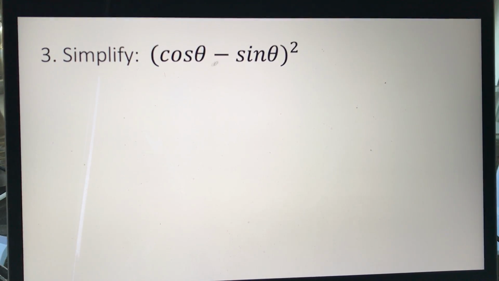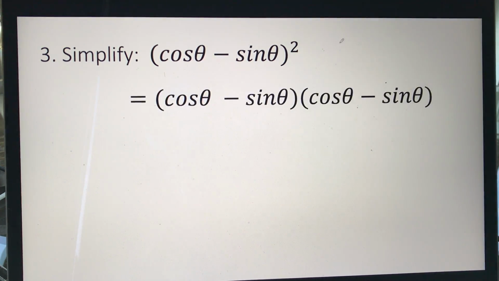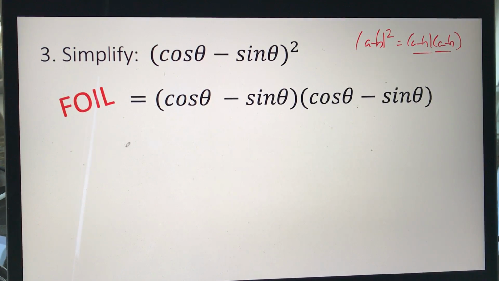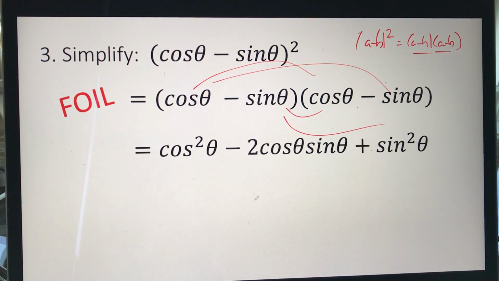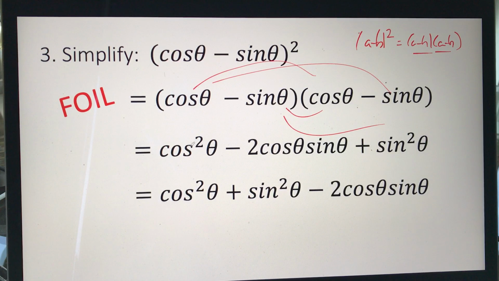We have cos theta minus sine theta, squared. This is an expansion by FOIL. Just like if we have a minus b squared, it's a minus b times a minus b. We have to write out both terms, and then FOIL to work my way through it: first, outside, inside, last, which will give me this. And then I can move these terms around, the cos squared theta and the sine squared theta. I can write them side by side.